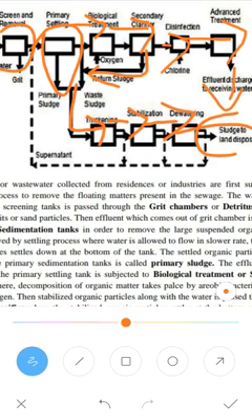Usually the effluent or wastewater which is collected from the residents or the industries is first subjected to the screening. After the screening process, that is removing the floating matter present in the sewage, the water which comes out from the screening tanks is passed through the grit chambers or detritus tanks to remove the grits and the sand particles. Then the effluent which comes out from the grit chamber is subjected to the primary sedimentation tanks.